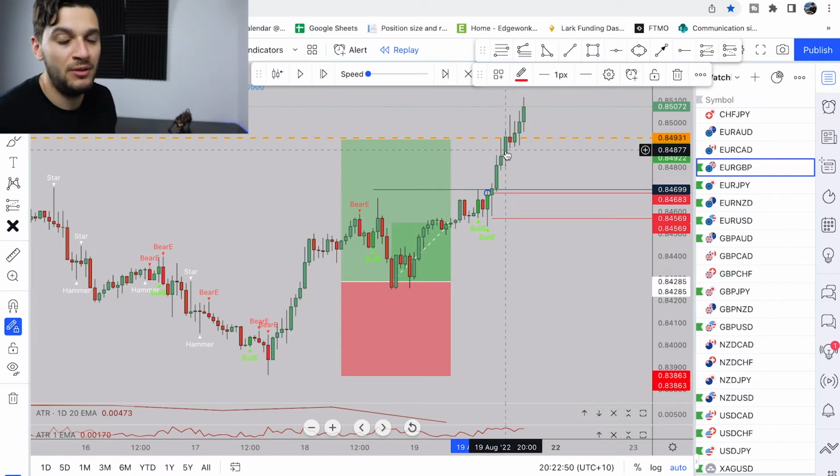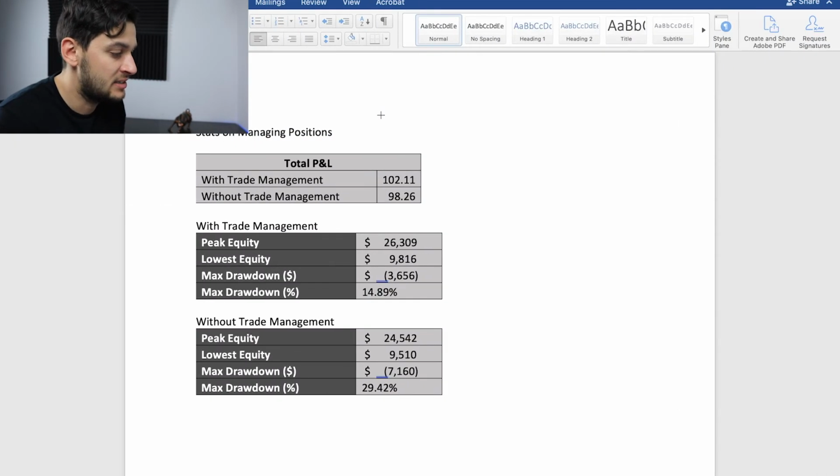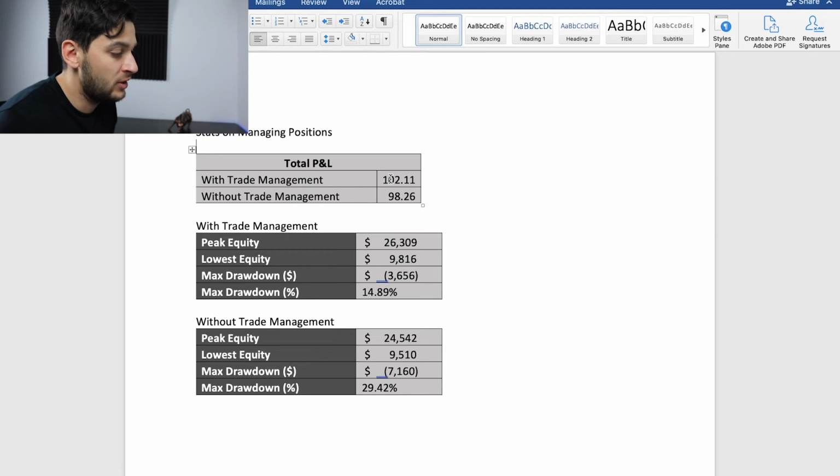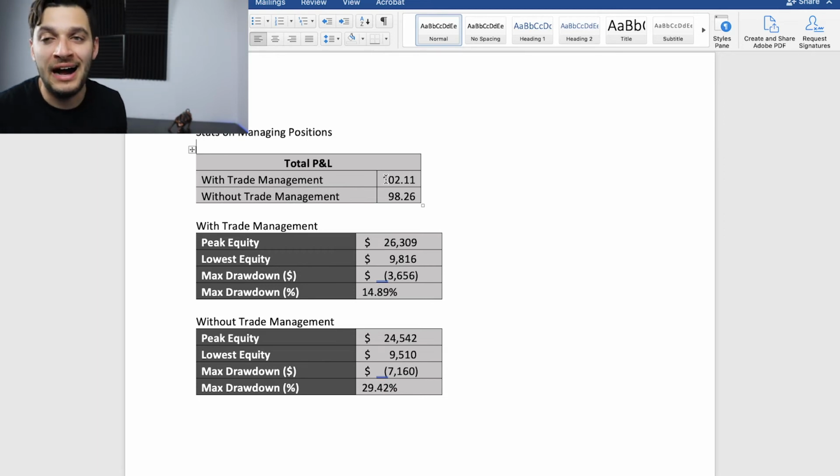And let's just show you what the effect of managing your positions this way can have on your profitability. So if I just go over here, this is my testing data for my engulfing testing. And let's just have a look at the difference between with and without trade management. So basically, if I wasn't to trail my stops the way I do, what would my results be? And if I do trail my stops the way I do, what are my results? So with trade management, I returned 102.11R on this strategy, whereas without trade management, 98.26R.